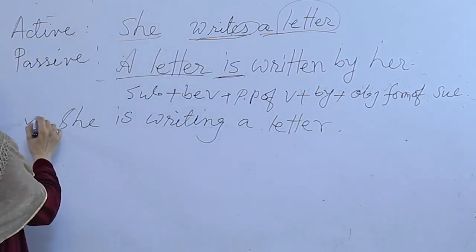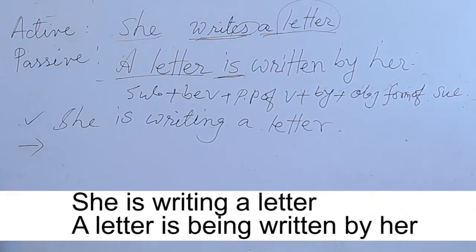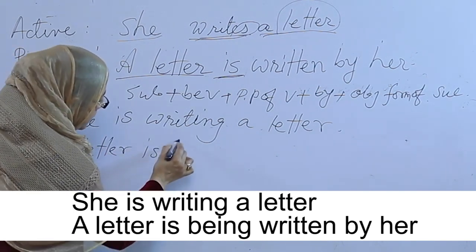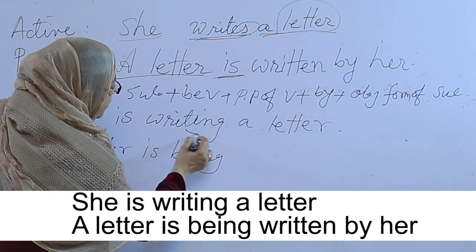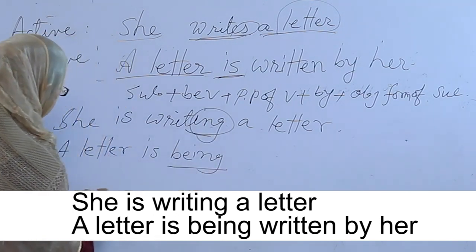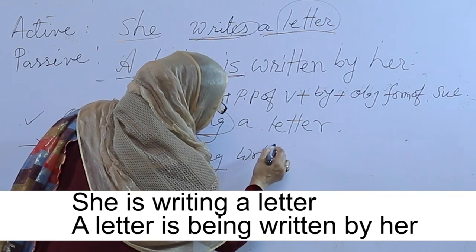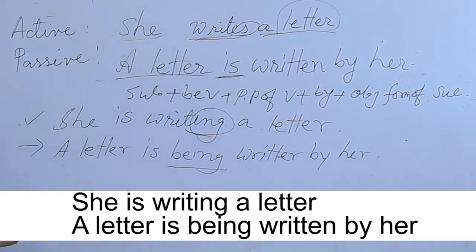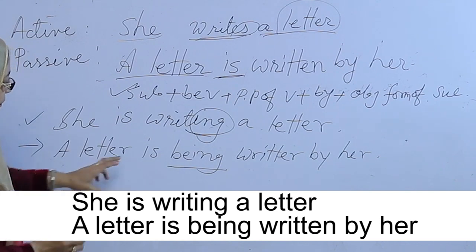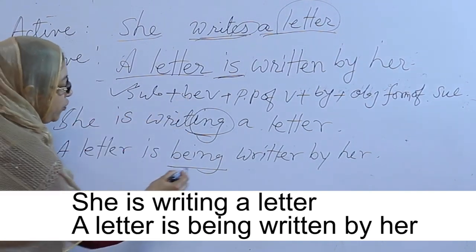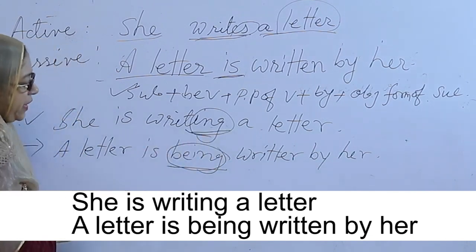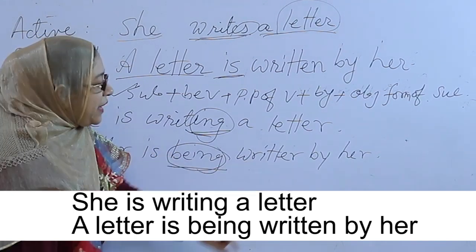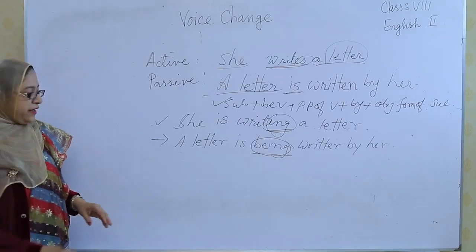This is the present continuous sentence. How can I turn it into passive? A letter is being written by her. We use being because it is a continuous form. So look at the structure: subject plus be verb, and we use being because it is a continuous form, and then the past participle form of the main verb plus by plus the objective form of the subject.